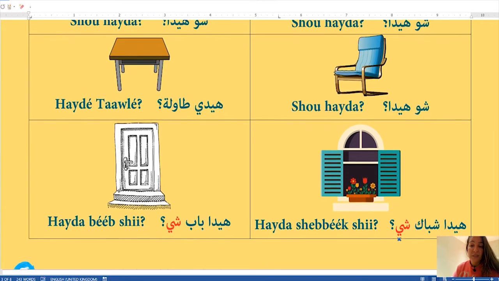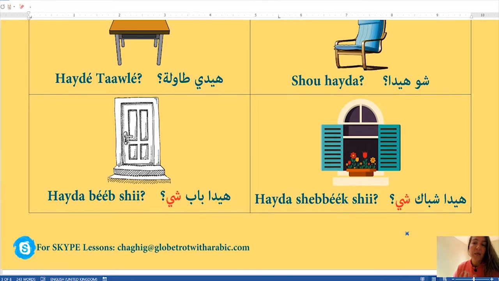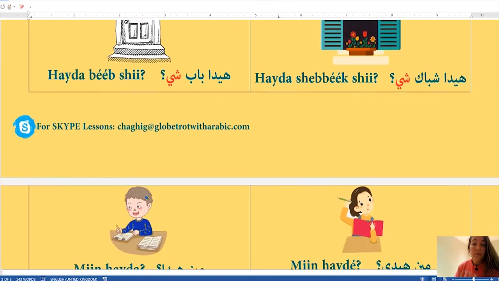هيدا شباك شي. Is this a window? As we mentioned yesterday, شي means thing, but here it kind of means is this a window at all? I think this is the closest translation to use. Is this a window at all? هيدا باب شي. Is this a door at all?